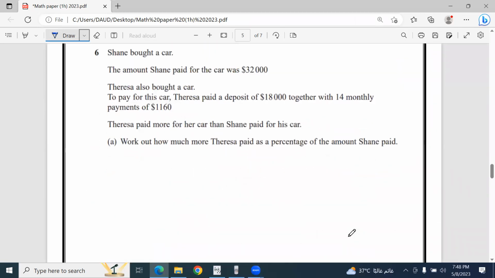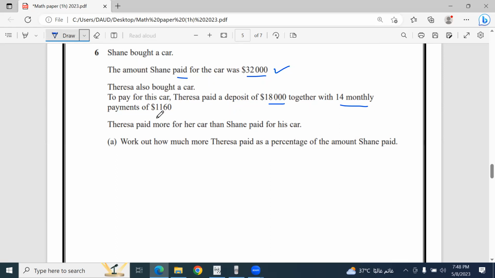The next question is 6, and here Shani bought a car. The amount Shani paid for the car was $32,000. Remember, this is the first point which helps us. The next one is Teresa also bought a car. To pay for this car, Teresa paid a deposit of $18,000 together with 14 monthly payments of $1,160 per month.